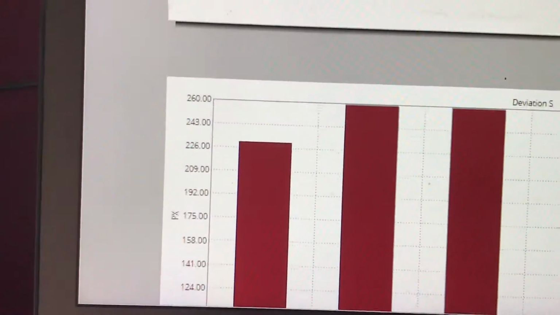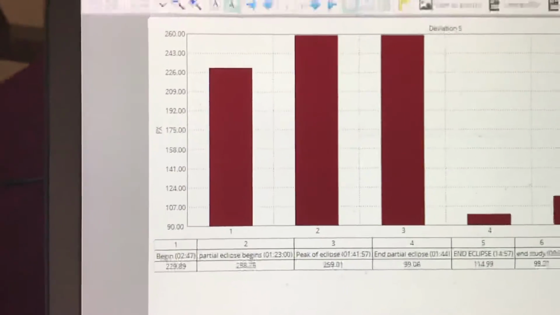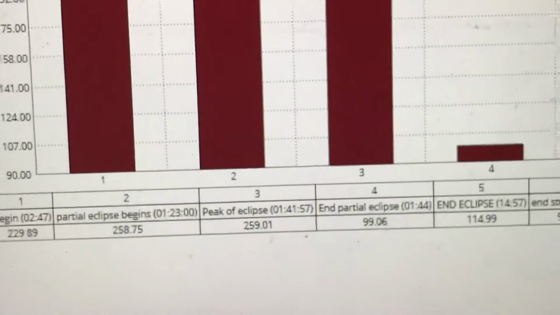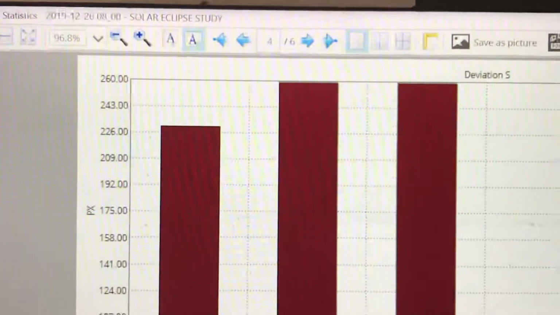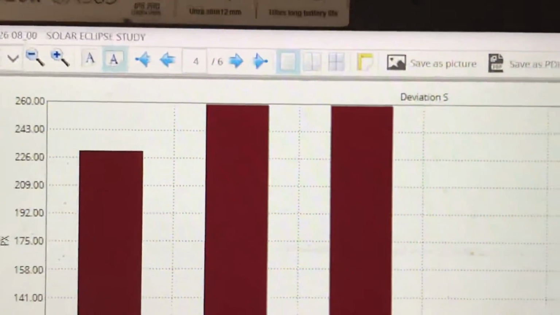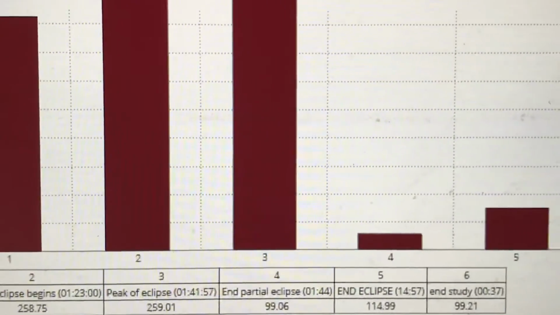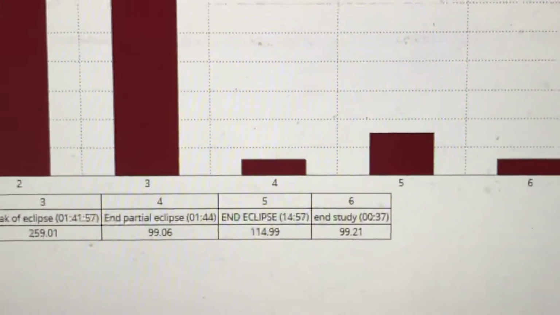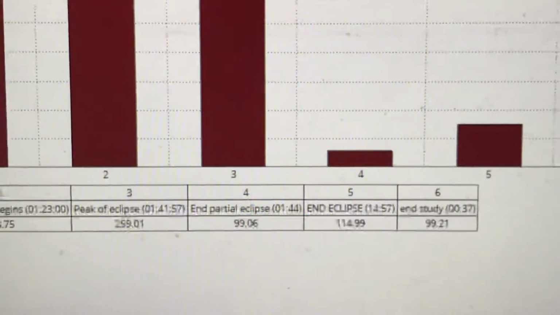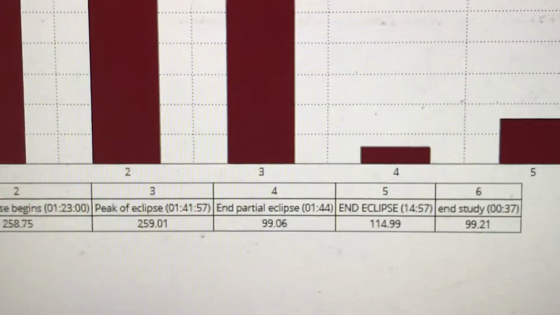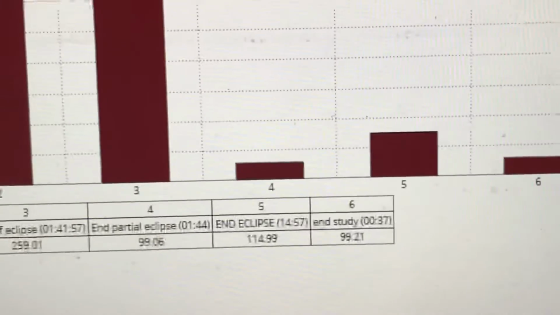the energy levels. And now let's look at the actual statistical variance over here, the standard deviation. So standard deviation begins as the partial eclipse begins, it shoots way up to a very high value of 260, maintains it to number 3, which is the peak of the eclipse. And as the eclipse is ending, you can see that there is a massive drop. It has dropped all the way from 259 down to 99, and has maintained a very steady pattern afterwards.